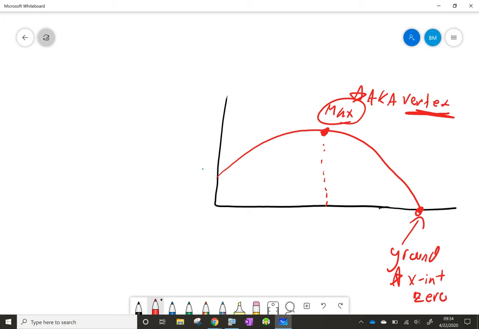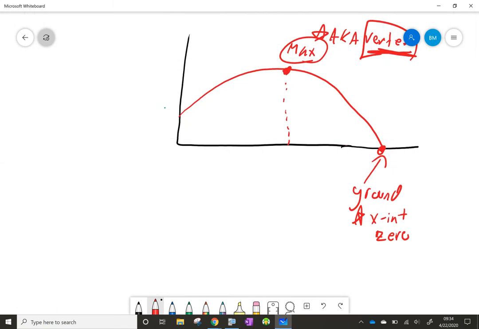If it's asking for maximum height, it's asking for you to find the vertex. If it's asking when does it hit the ground, it's asking for the x-intercept, or zeros, right? So those require different traits of math. You have to work those problems out differently, because finding the vertex is not the same as finding the zeros. They're different calculations.